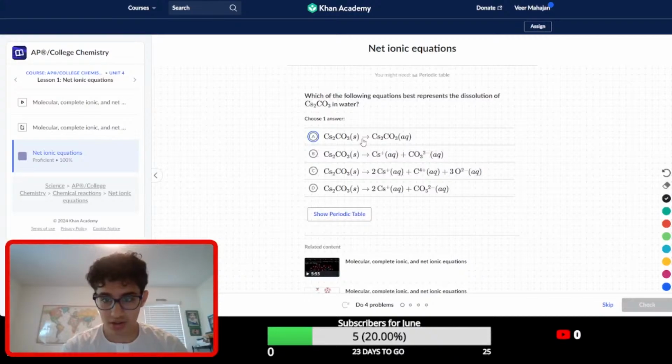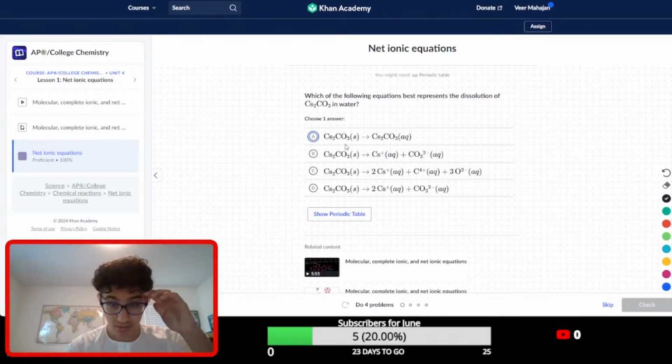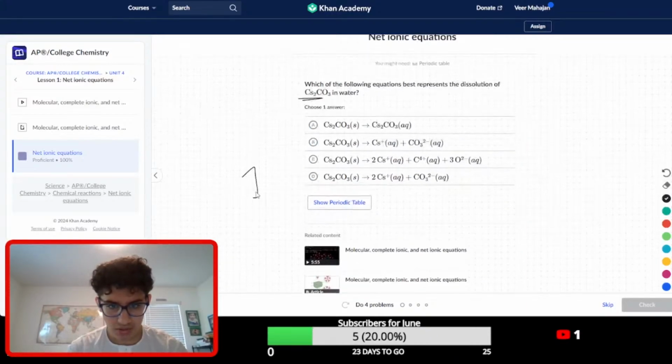So the first one is, which of the following best represents the dissolution of, okay, Cs2CO3 and water. I think that's cesium carbonate, I'm not sure. But okay, when something is dissolving in water and they're looking at net ionic equations, the reactant will just be this in the solid state.